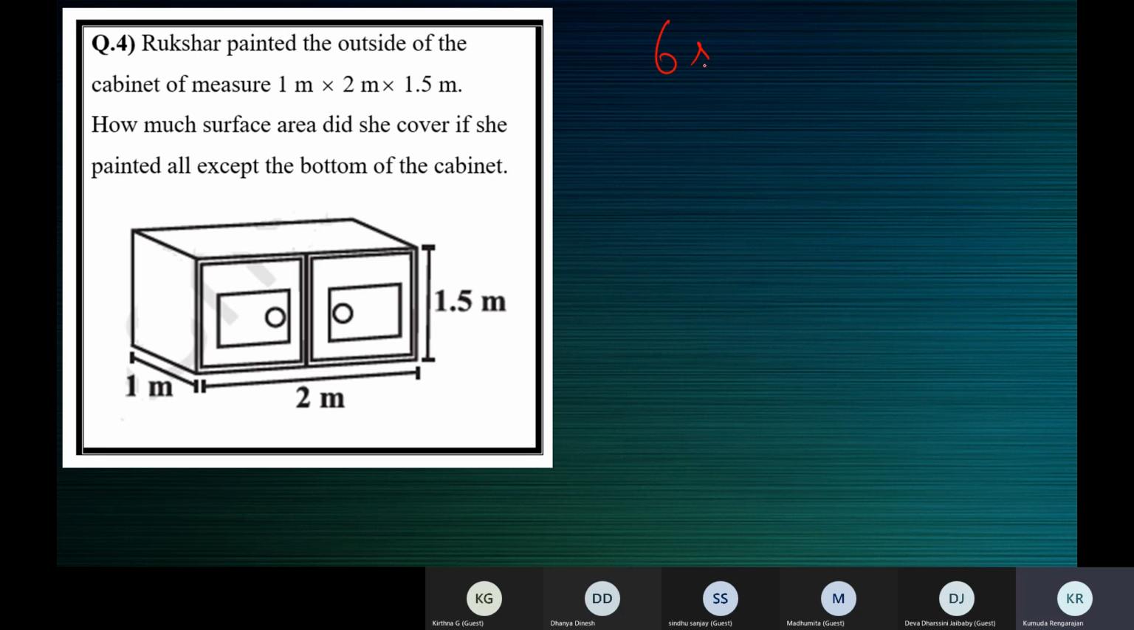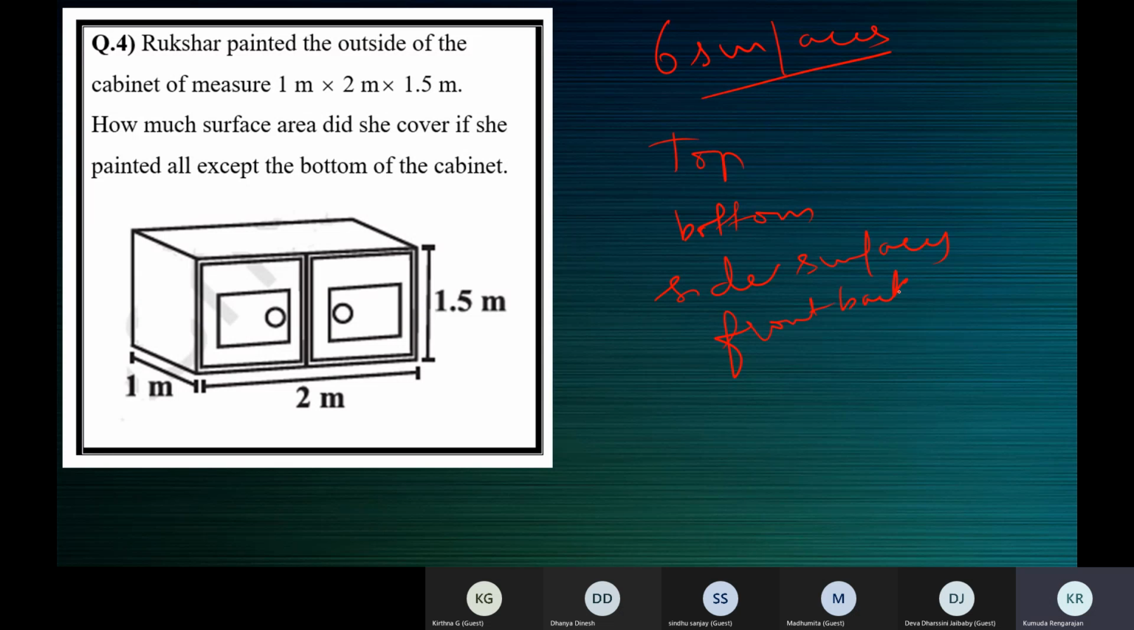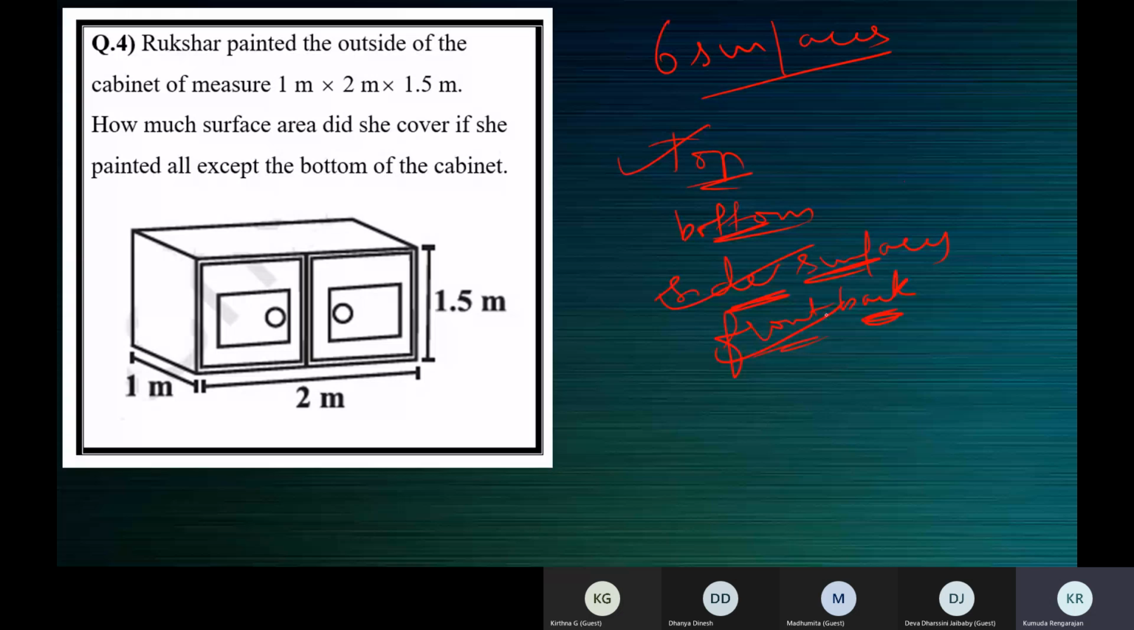We know that a cuboid has 6 surfaces: top surface, bottom surface, left side and right side surfaces, and the front and back surfaces. So she's painting the top, the side faces, the front and back, but not the bottom. Of the 6, she's painting only 5. So how much surface area did she cover is the question.